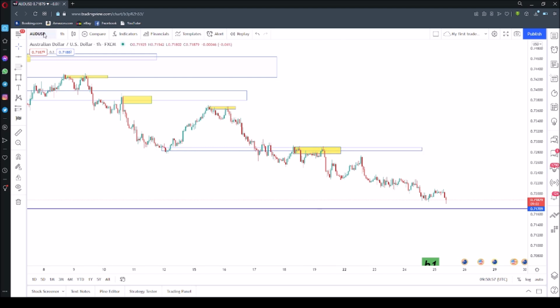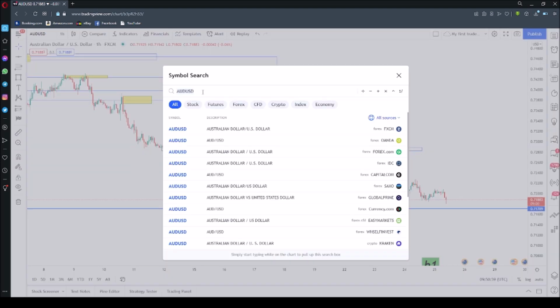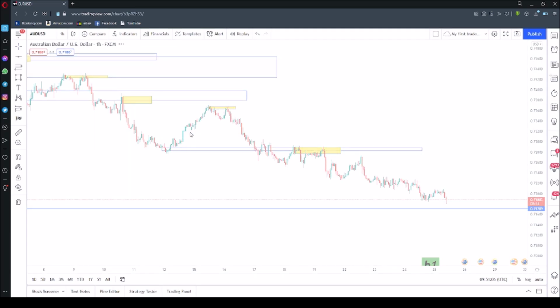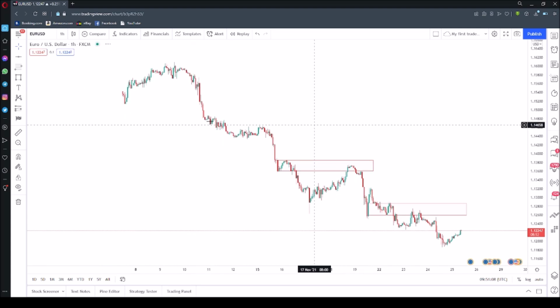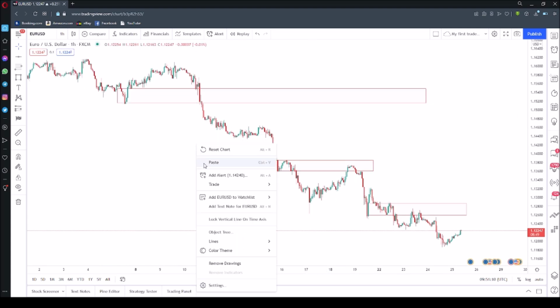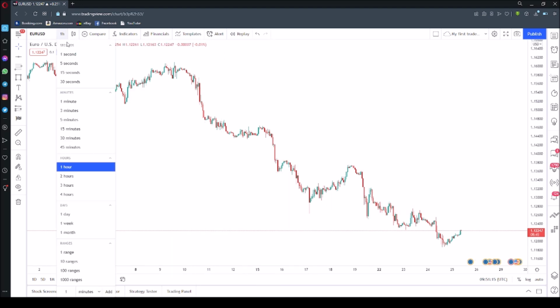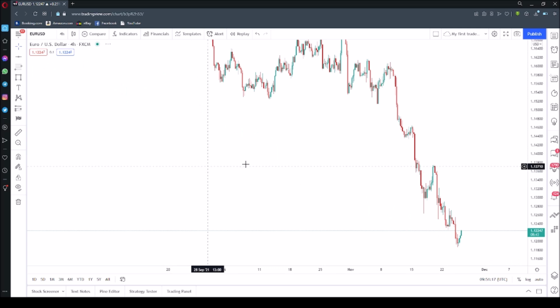Let's just have another example on another chart. Euro US. So the first thing when you get to the charts is to start on the higher time frame. In this case, I'm going to go on the H4 time frame.